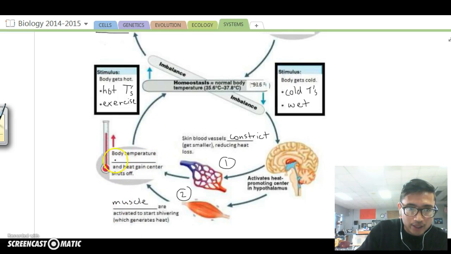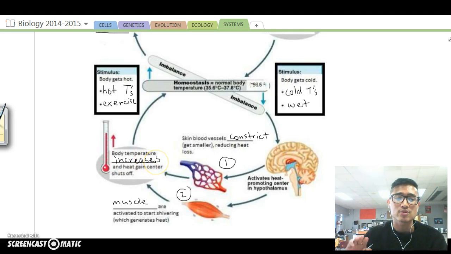So again, our stimulus was that our body was too cold, and now our response is that we're trying to increase body temperature. So our body temperature increases, and that's when it tells our heat gain center to shut off. It's like, oh, okay, guy, you've done your job.